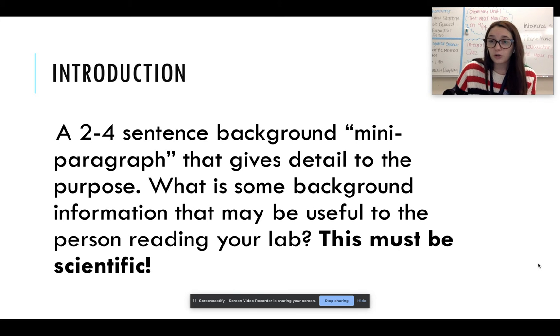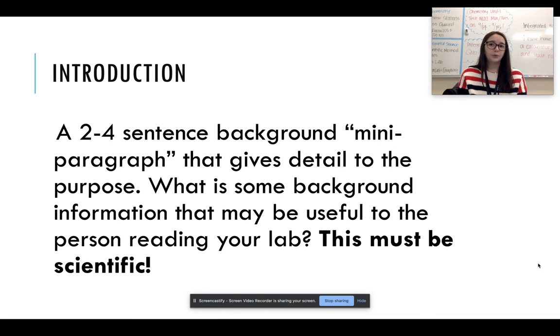Next, you're going to need an introduction, and this is always a mini paragraph, so 2 to 4 complete sentences, and it gives detail to the purpose. So the purpose is like, here's my snippet, here's my Cliff Notes of what this is. My introduction is, here's some more information, here's a little taste of what we're studying. And then use some background information that may be useful.